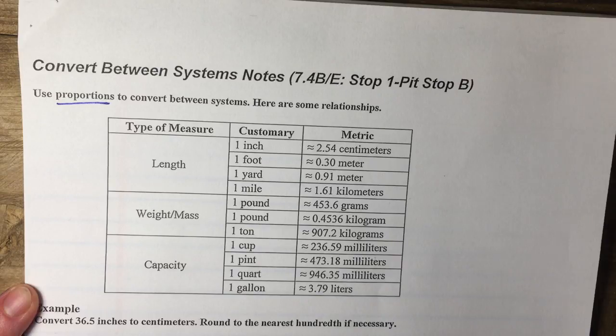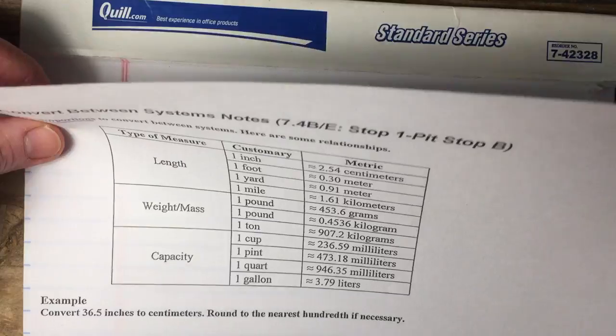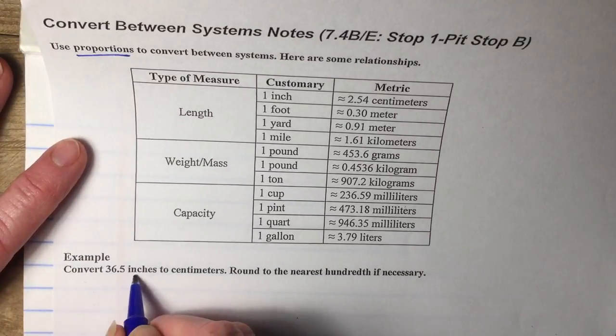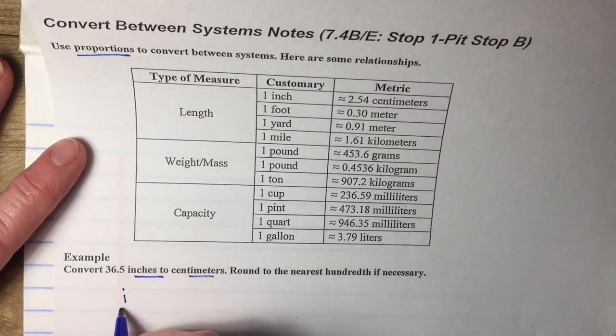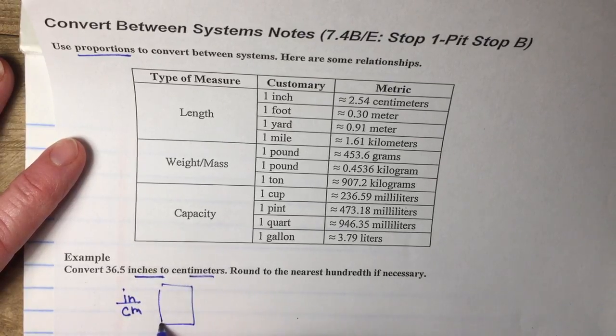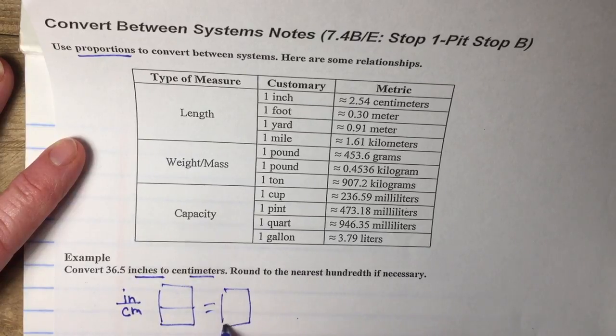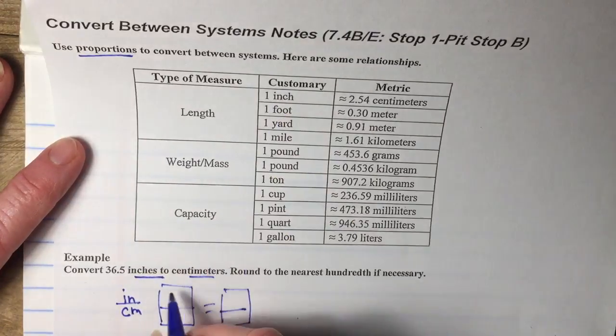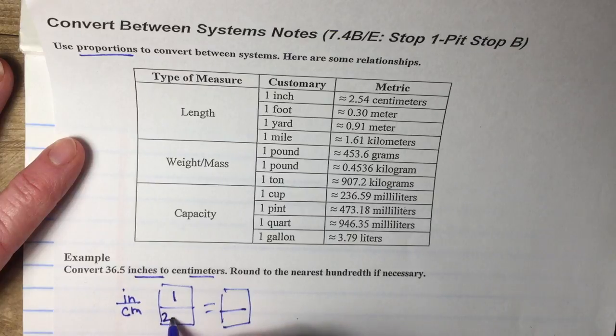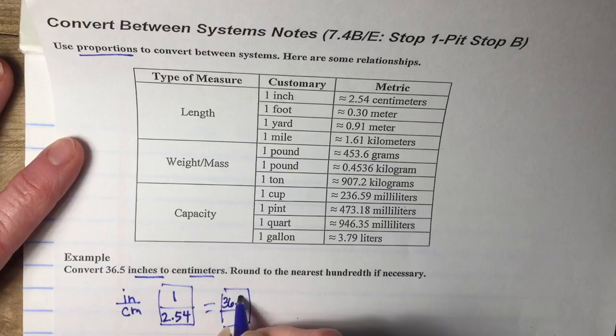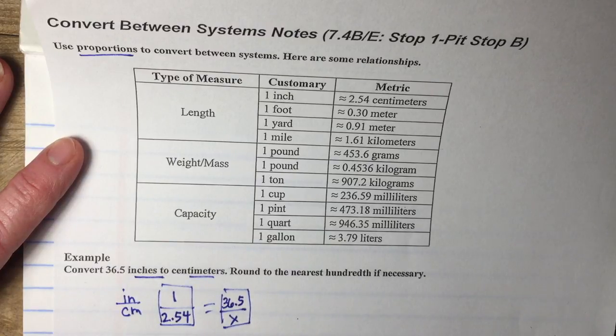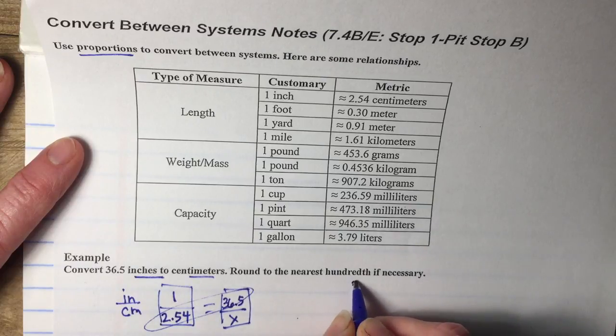All right, convert 36.5 inches to centimeters and round to the nearest hundredth if necessary. So we're just going to set up our proportion. We're changing inches to centimeters, so I'm going to use I over C or IN over CM. And set up my boxes. And I can see up here that 1 inch is equal to 2.54 centimeters. All right, I want to know what 36.5 inches is. And so then I'm just going to solve the proportion. So you can see that I'm going to multiply those and divide by 1.